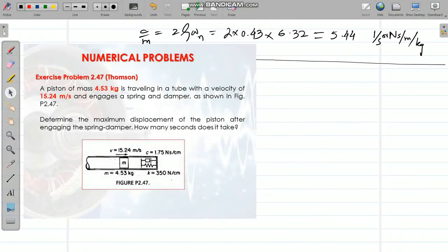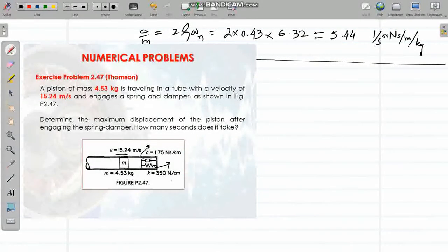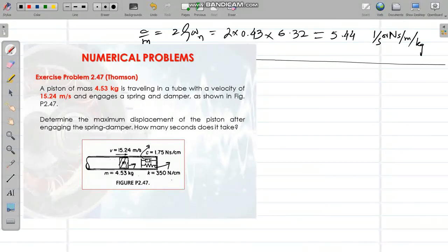Okay, we're going to start the next numerical, and it says that you have a spring and a damper. So this is a damper, this is a spring, and there is a mass moving with a velocity of 15.24 meters per second that engages a spring and a damper. The numerical says to determine the maximum displacement of the piston.